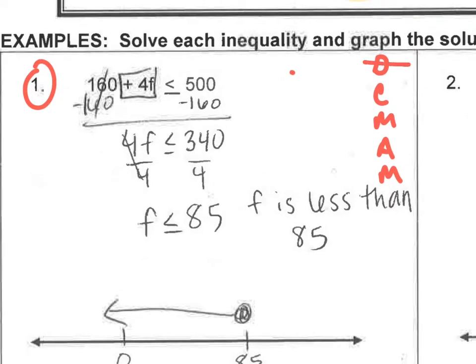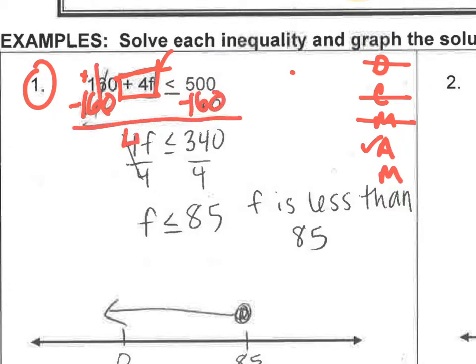So I don't have anything I can distribute, and I don't have anything that combines. I don't need to move a variable because I only have one and it's on the left. Notice it's that f, okay? What I'm trying to get by itself is this positive 4f. So I need to add or subtract, and the answer is yes. So this is a positive 160. To move it or to cancel it out, I subtract 160 from both sides, which leaves me with 4f is less than or equal to 340.